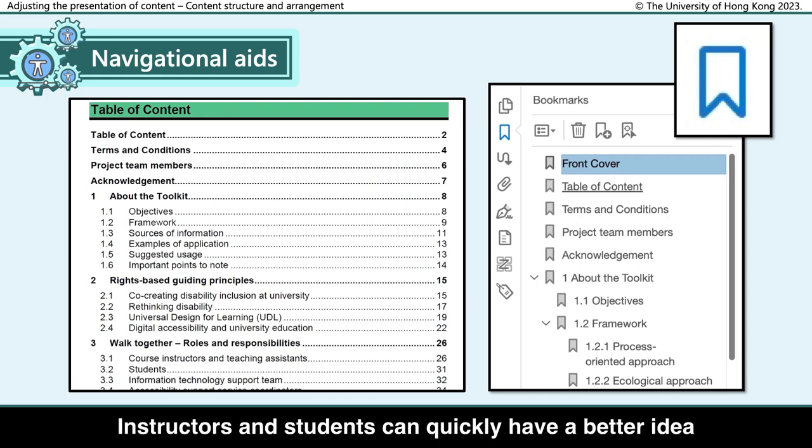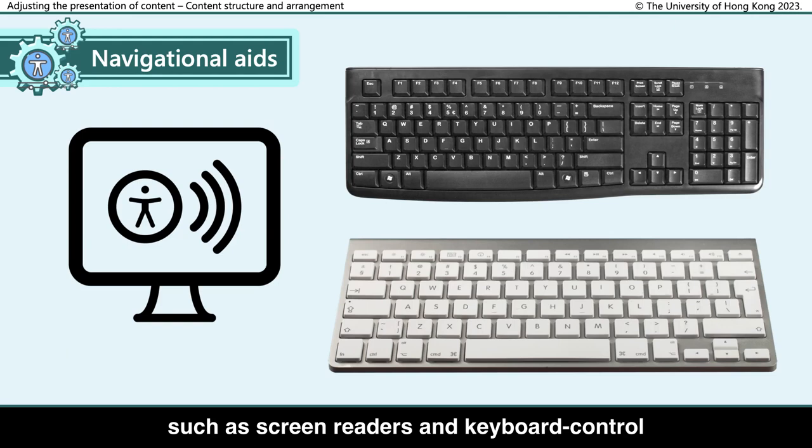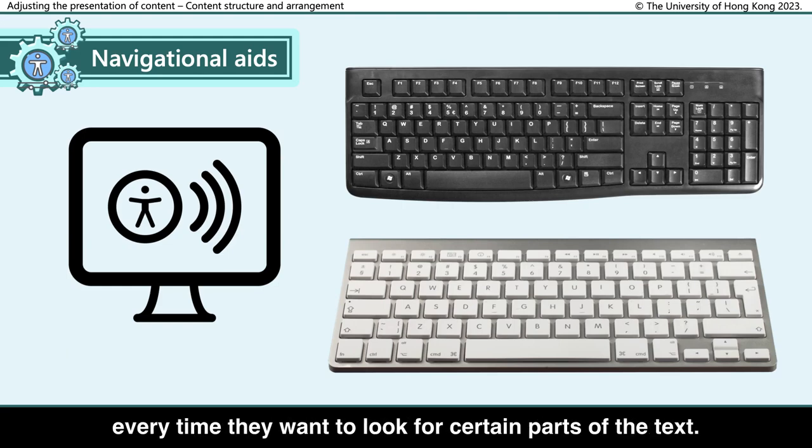Instructors and students can quickly have a better idea of the content structure of a long essay to reflect and think about how to improve the logical flow of the paper. Users of assistive technologies, such as screen readers and keyboard control, may navigate the document efficiently by jumping between headings. Without heading structure, they may need to go through the whole document every time they want to look for certain parts of the text.